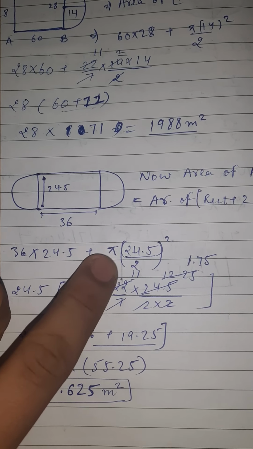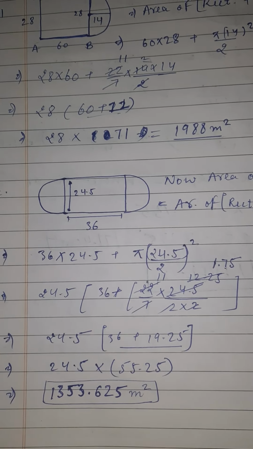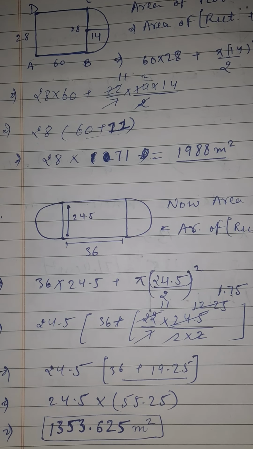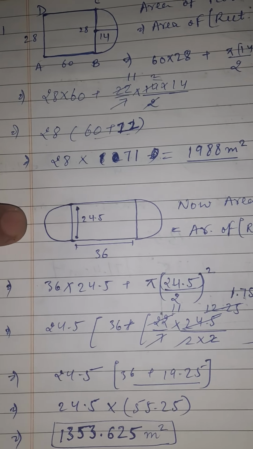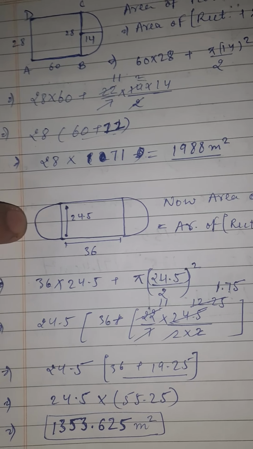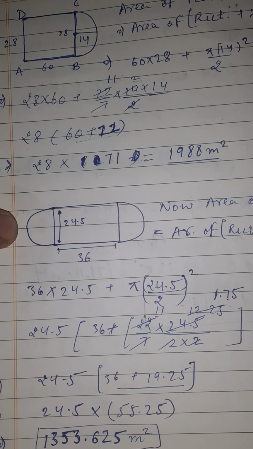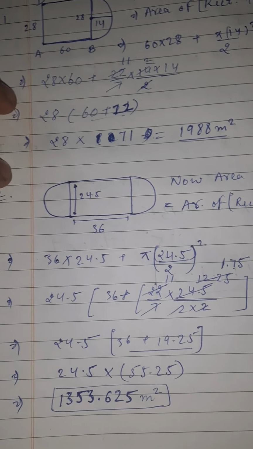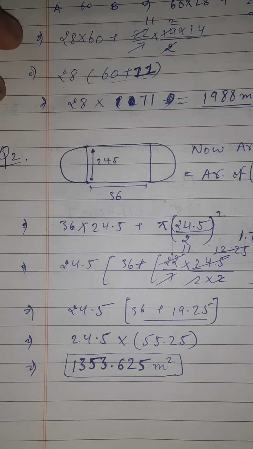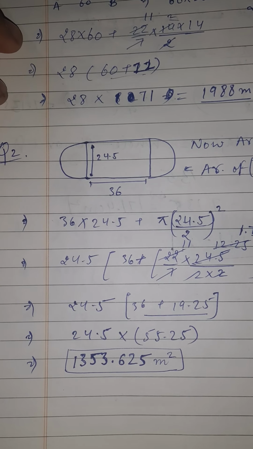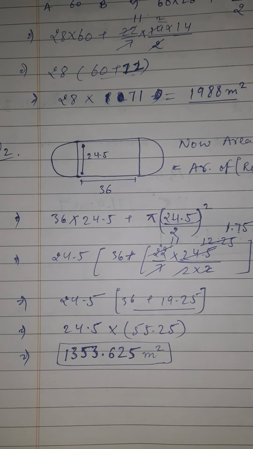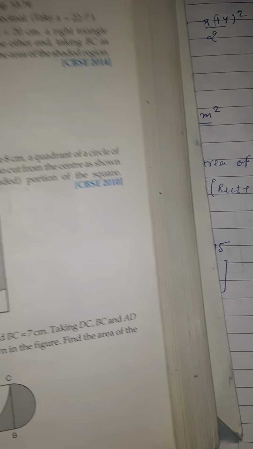So I have directly written here pi r square as the 2 will be cancelled out. So I have taken r as 24.5 by 2 as the 24.5 was the diameter of the semicircle and the radius will be half of that. Now by doing calculations we can simply find the area of this playground, and it will come out to be 1353.625 meters square.